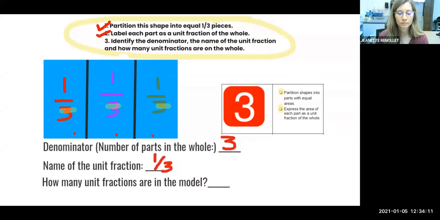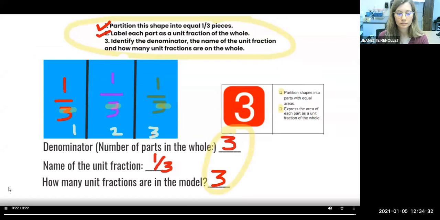How many unit fractions are in the model? Again, I can count. 1, 2, 3. There are 3 unit fractions in the model. Notice that your denominator and the number of unit fractions in the model will be the same.